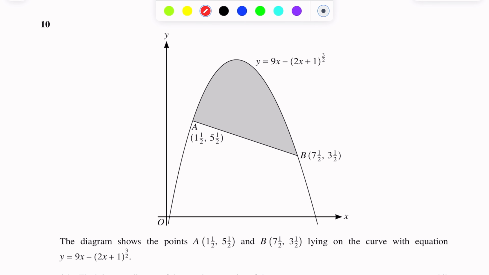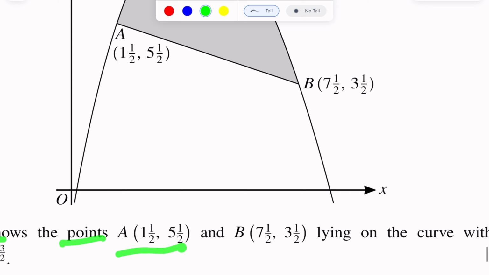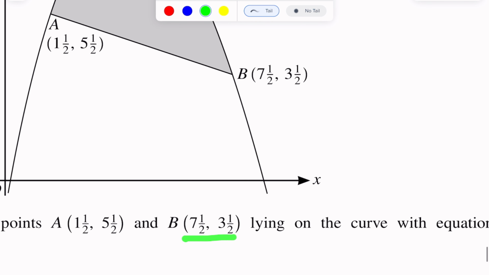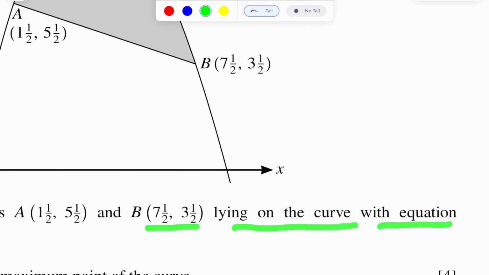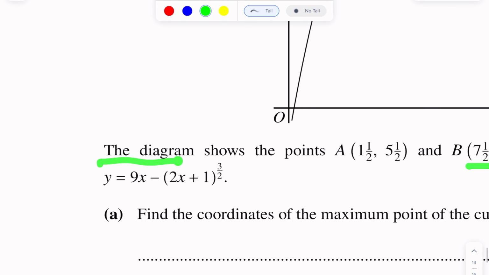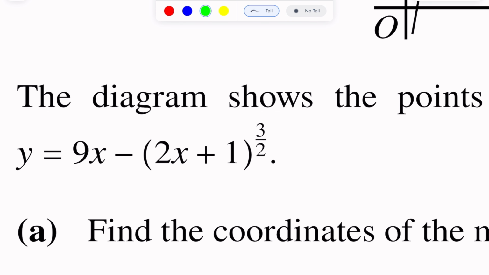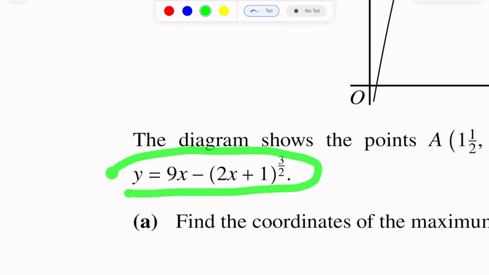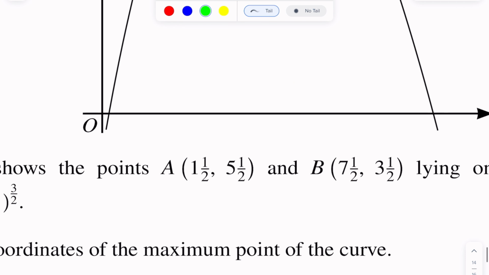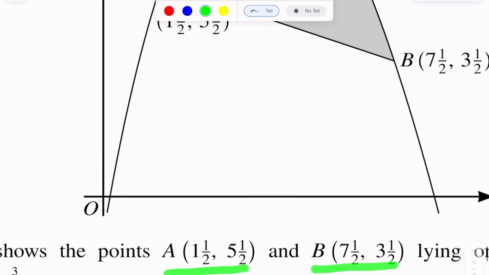Last question of this paper, question number 10. The diagram shows the points A and B lying on the curve with equation y is equal to 9x minus (2x plus 1) power 3 over 2. This is the equation of the curve. These are the points A and B given on the curve.